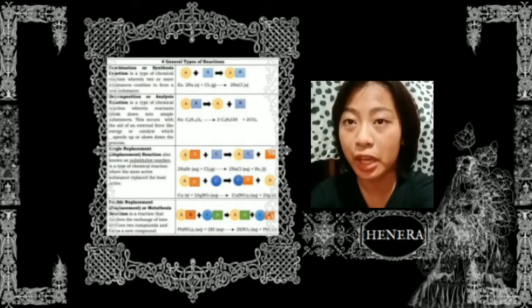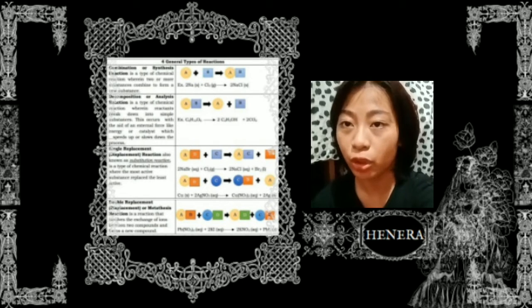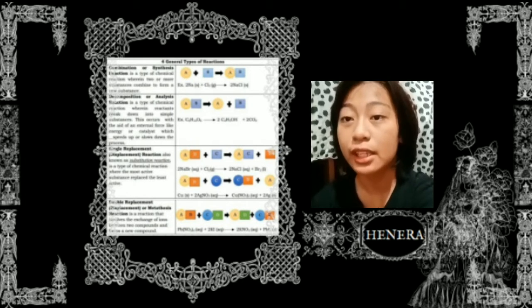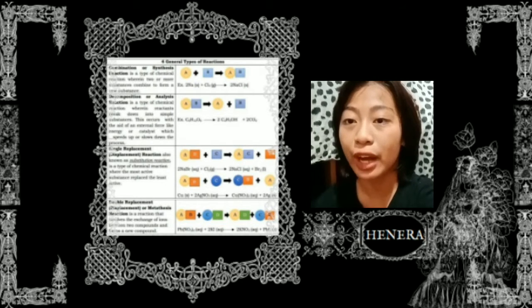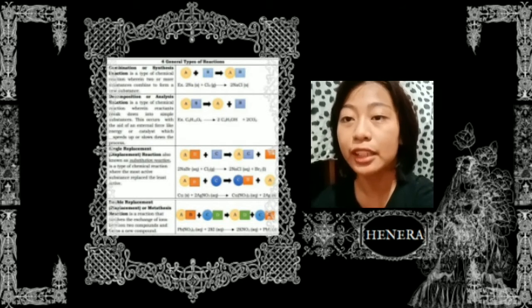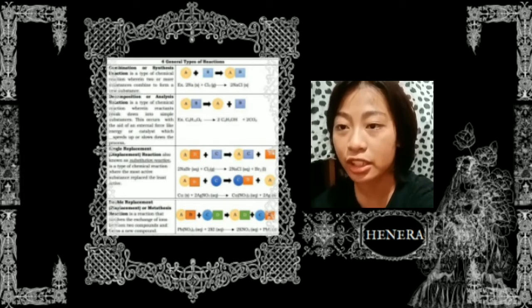There are four general types of reactions. Number 1. A combination or synthesis reaction is a type of chemical reaction wherein two or more substances combine to form a new substance. Decomposition or analysis reaction is a type of chemical reaction wherein reactants break down into simpler substances. This occurs with the aid of an external force like energy or a catalyst, which speeds up or slows down the process.